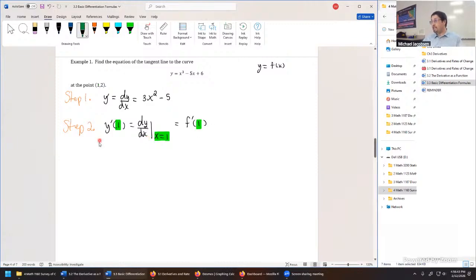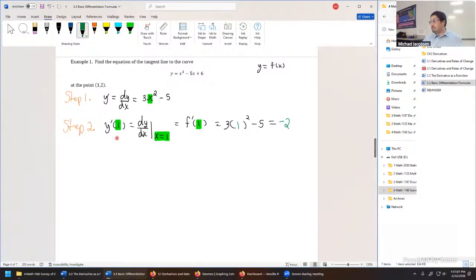Either way you call this, again, you don't have to write down all 3. All you're really doing is plugging the 1 right here inside your derivative. So you get 3 times 1 squared minus 5. That's going to be a 3 minus 5 for a value, -2.